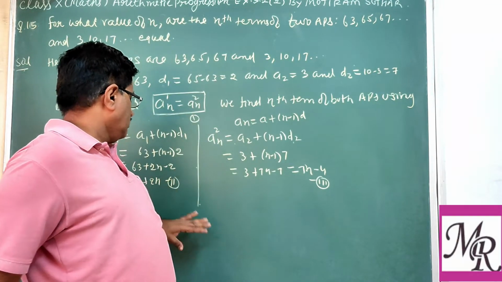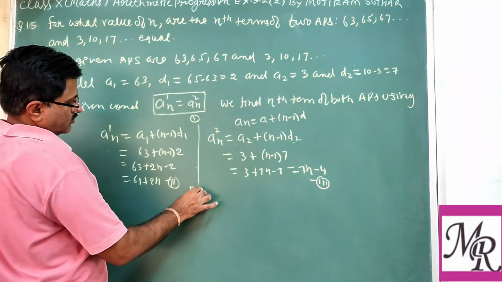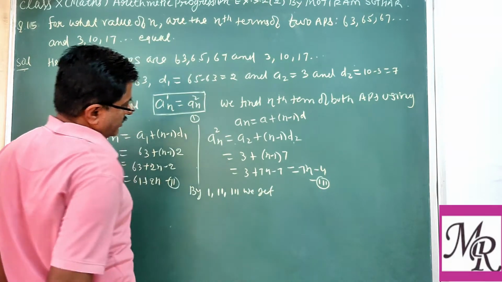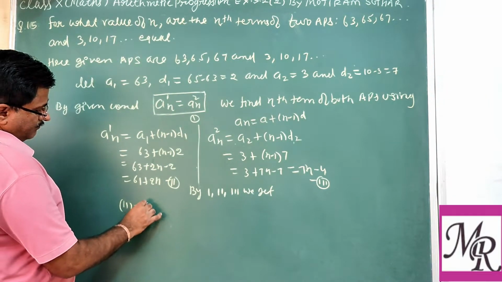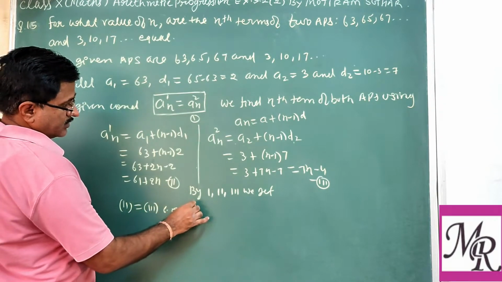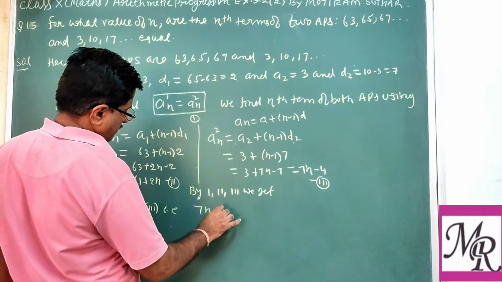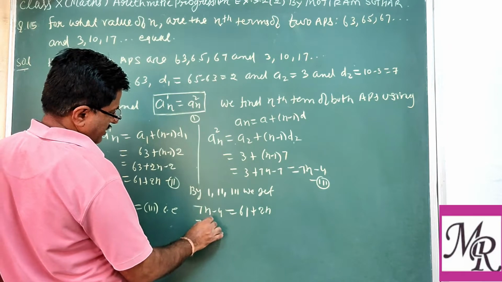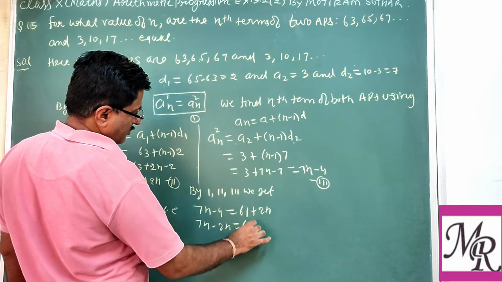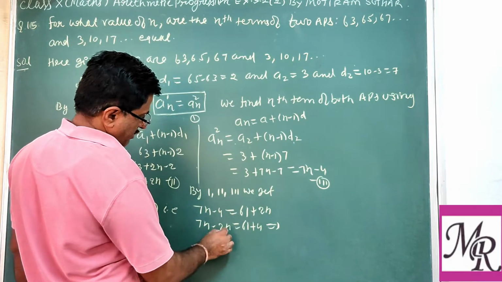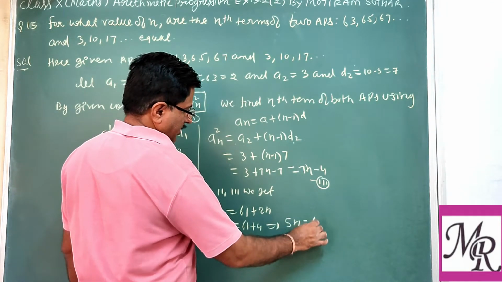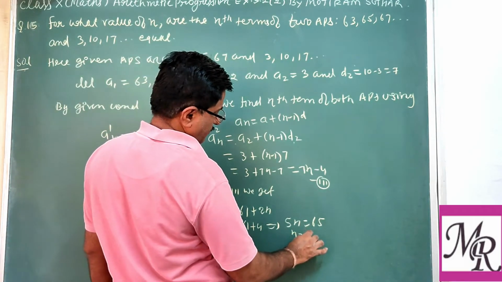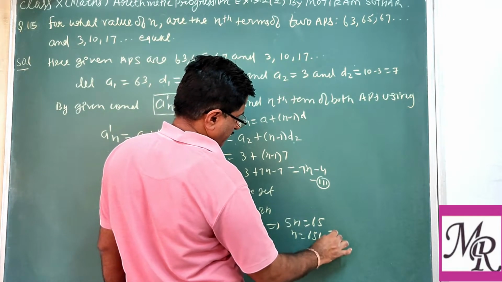So by 1, 2, 3 we get that the second and third equations should be equal. That is, 7n minus 4 should be equal to 61 plus 2n. Transfer 2n to this side and 4 to the other: 7n minus 2n, 5n, equals 61 plus 4, that is 65. So n equals 65 by 5, that is 13.